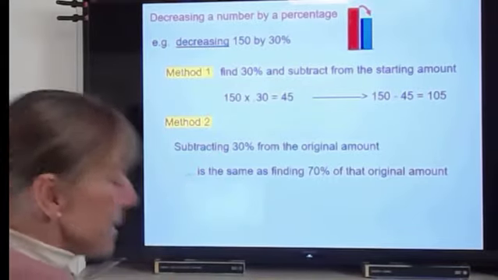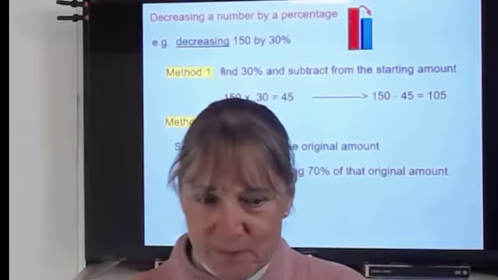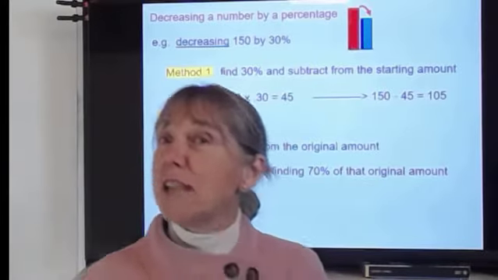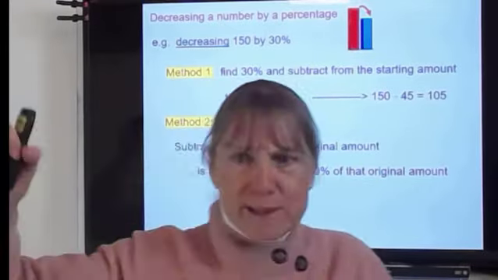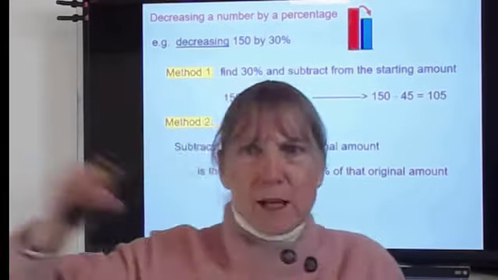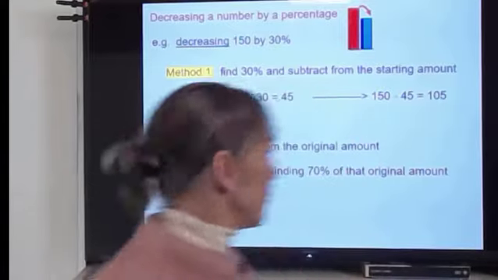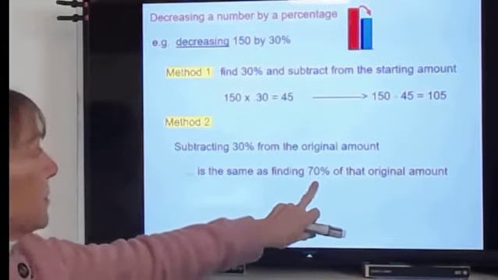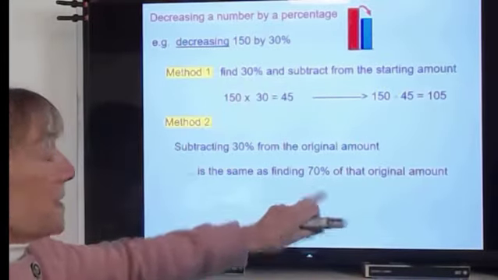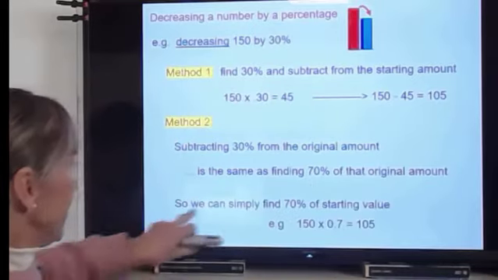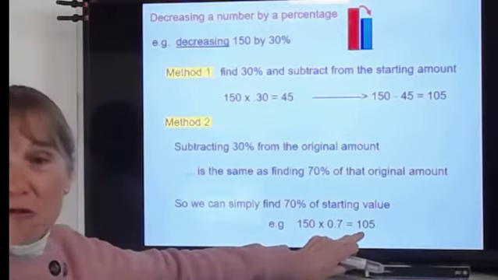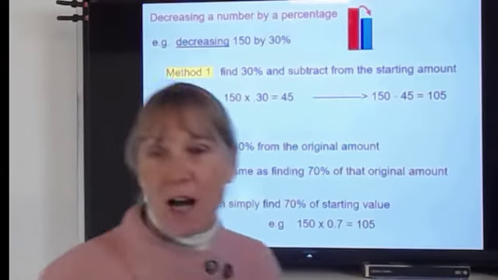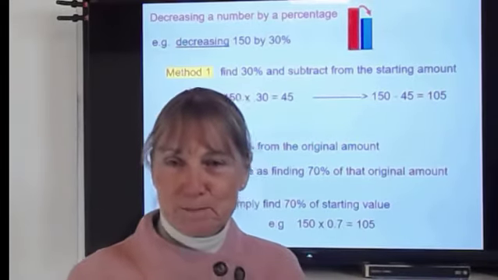Now it turns out that subtracting 30% is the same thing as finding 70% of the original. You're saying, there's 30% I'm not interested in, so I'll just find the 70%, and it will already have had that 30% eliminated from it. So this is the same thing as finding 70%, and here it is. 150 times 0.7 gives us 105. It's leaving behind the 30% that we don't want.